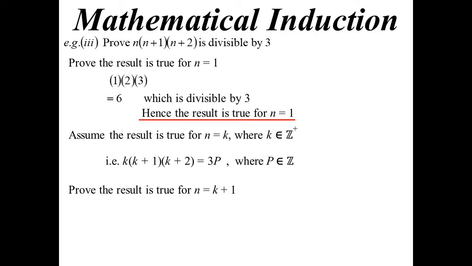So what do we want to prove? I want to prove it's true for the next case. So that k plus 1, k plus 2, k plus 3 multiplied together gives 3 times something. I don't write 3p down again because it's unlikely they're going to be equal to the same thing. So I just pick another letter, q, where q is some integer.